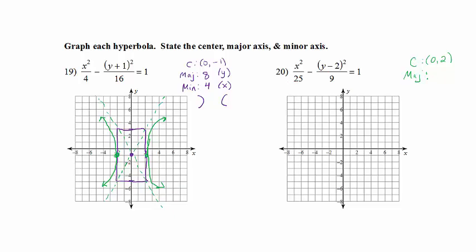Our major axis is the square root of 25 doubled, so that's 10, and that's underneath x, so it's telling us our left and right. Our minor axis is the square root of 9 doubled, which is 6, and that's under y, so it's telling us how much to go up and down. So from 0, 2, we want to go left and right 5. We want to go up and down 3. 1, 2, 3. 1, 2, 3, and draw your box.